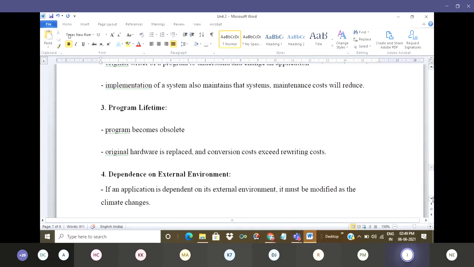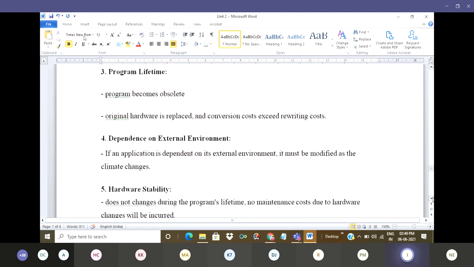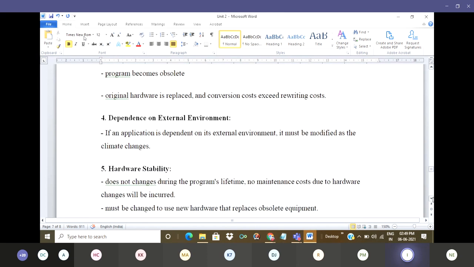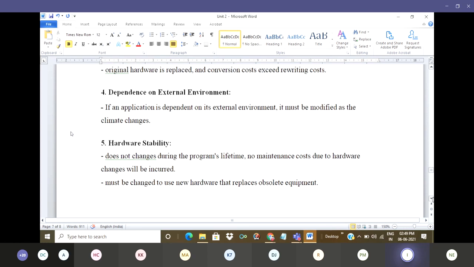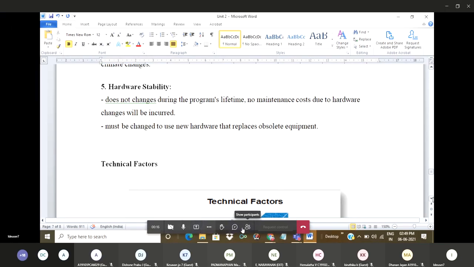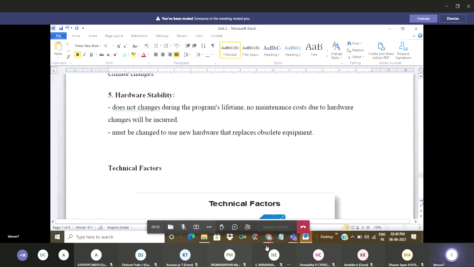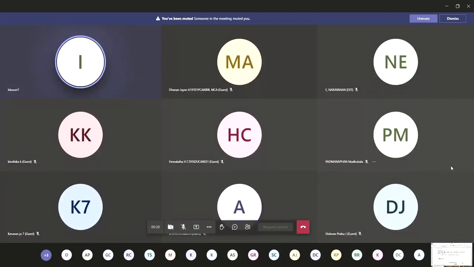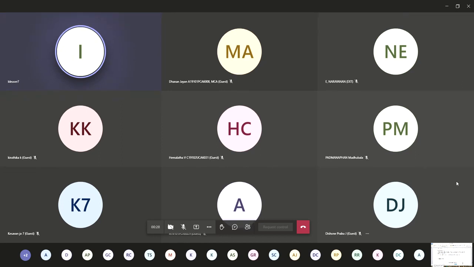Rewriting cost. If it becomes obsolete, we have to replace everything. Then the fourth one is dependence on external environment. If an application depends on hardware stability, and the hardware doesn't change during the program's lifetime, no maintenance cost due to hardware changes will be incurred. Otherwise, it must be changed to use new hardware that replaces the obsolete equipment.